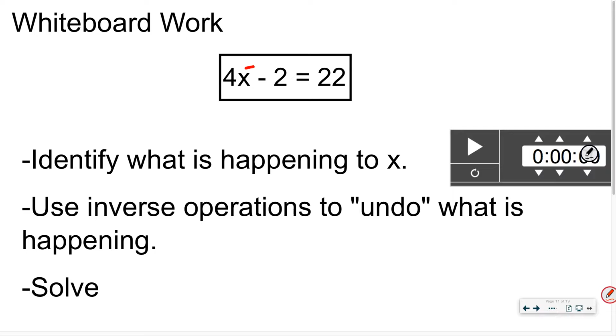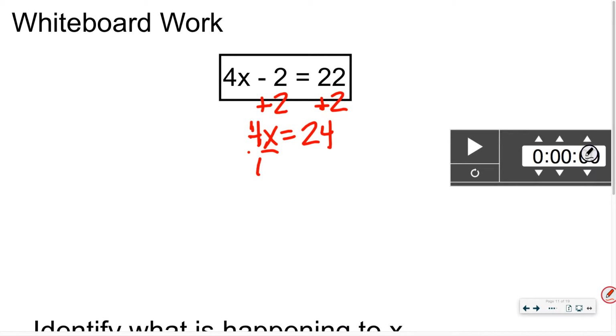What's happening to this variable? Two things. We're multiplying by 4, and then we're taking 2 away. So how can we undo that? Inverse operations. Undo that. And we could add 2. You could start by adding 2 to both sides. And then divide by 4.